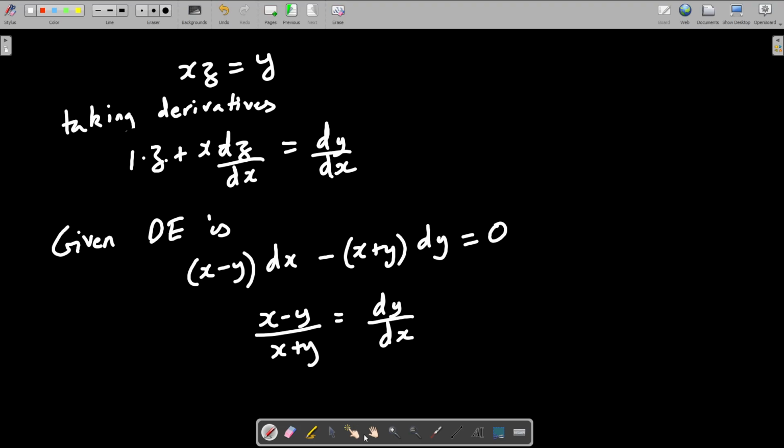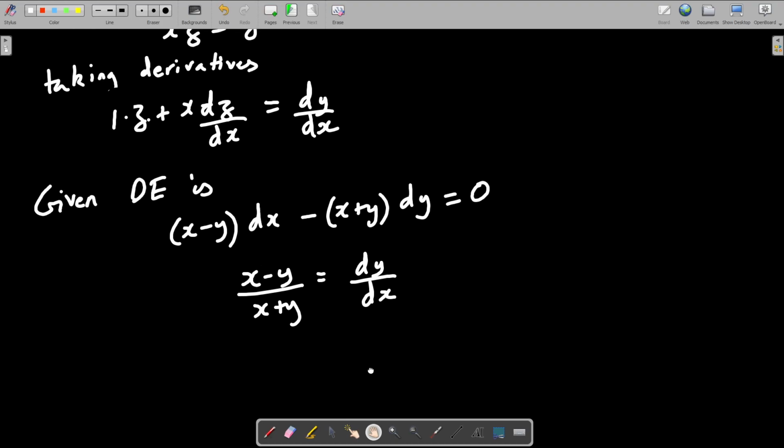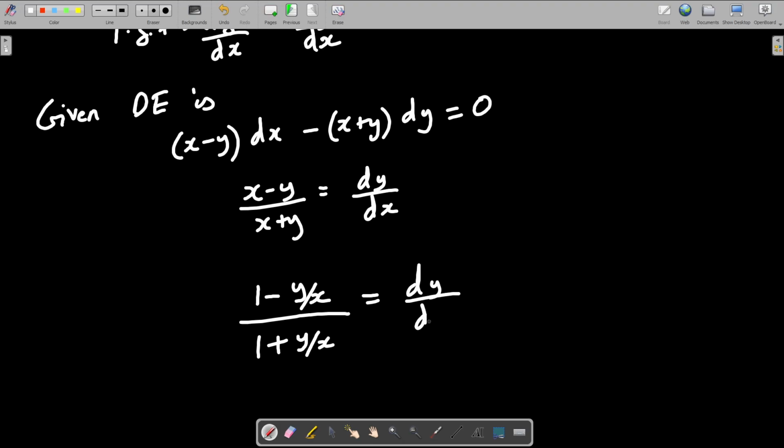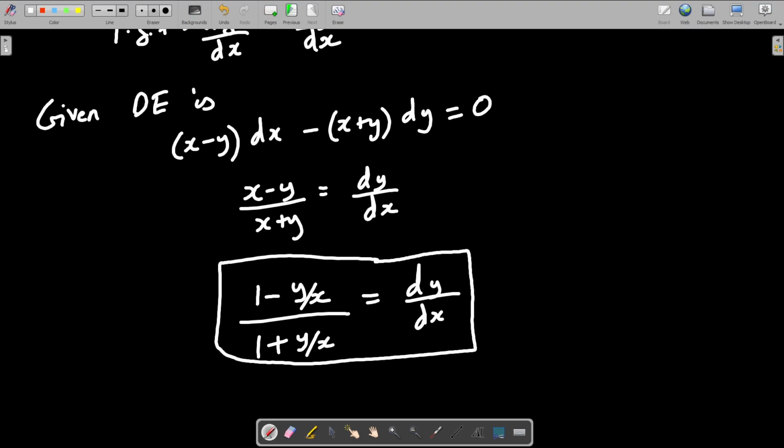Next, I want to convert it in that form, so I want it in the form y by x. So I'll divide numerator and denominator here by x. So this will become 1 minus y by x, and this will be 1 plus y by x, for dy by dx. So now we can perform the substitution. I got it in the required form. Now I can perform the substitutions.